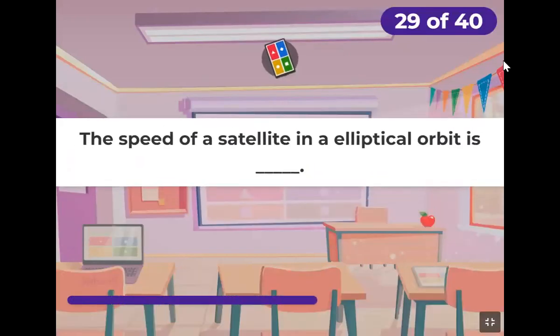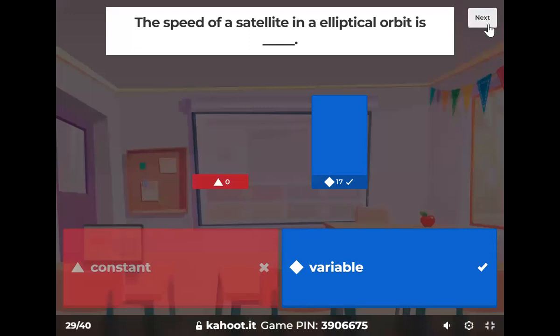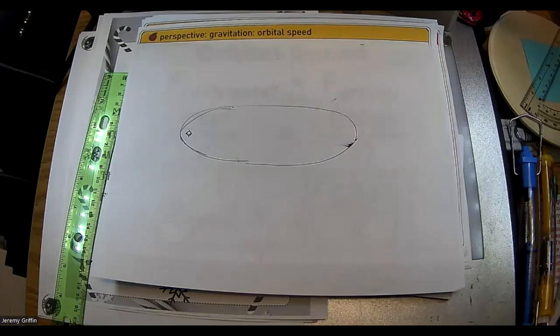The speed of a satellite in elliptical orbit is variable. There you go. Like speeding up and slowing down. Right. Everybody get that? Let's look at a picture real fast.